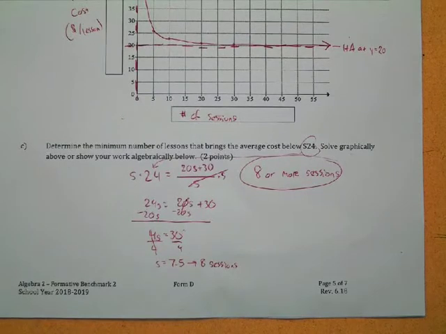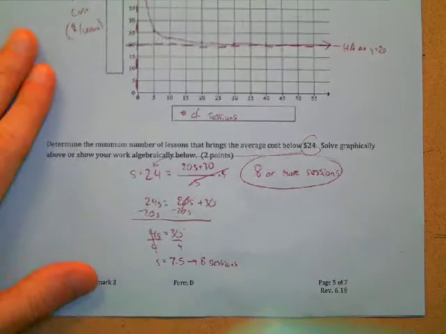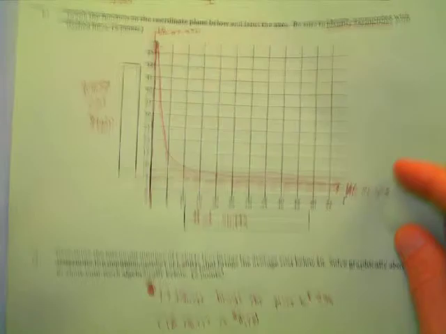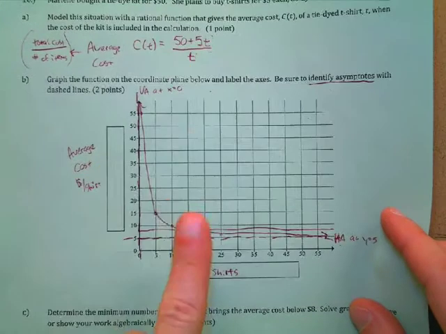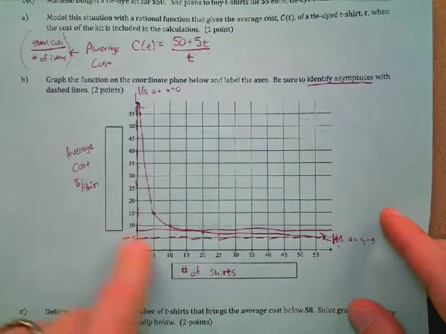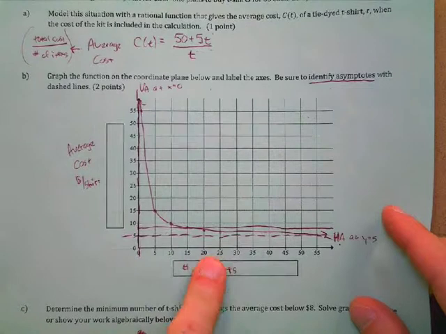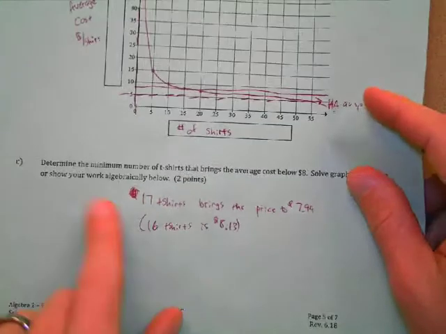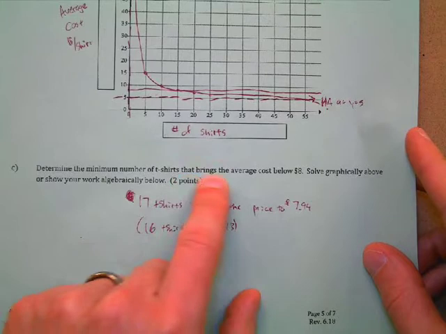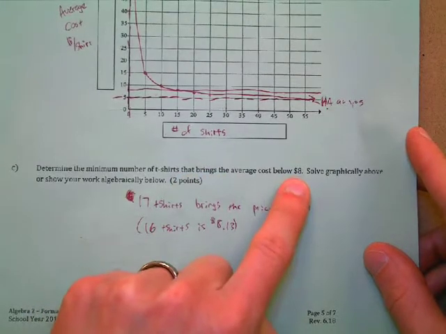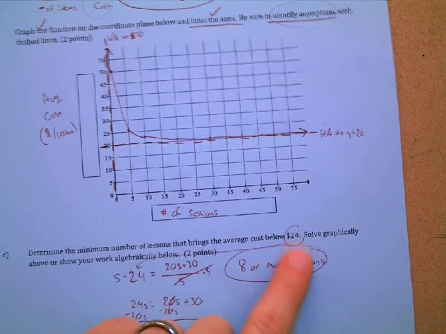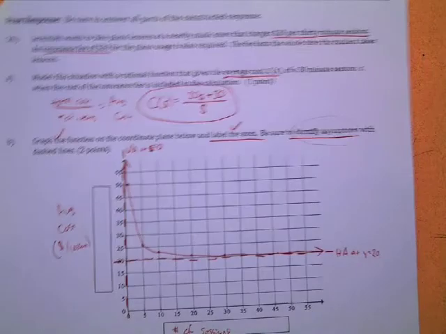All right, so this one was almost identical to the one on the green paper, right? We had the average cost. We had the graph with a horizontal and vertical asymptote. Average cost was on the y. Number of shirts in this case was on the x. And then we also determined the minimum number of t-shirts that brings the average cost below $8 in this case. So here it was below $24. Here it was below $8. So, I mean, with this information, we're pretty sure we're going to have a question just like this on our actual benchmark, right? So, all right. Turn the page here. We'll go to the next one.